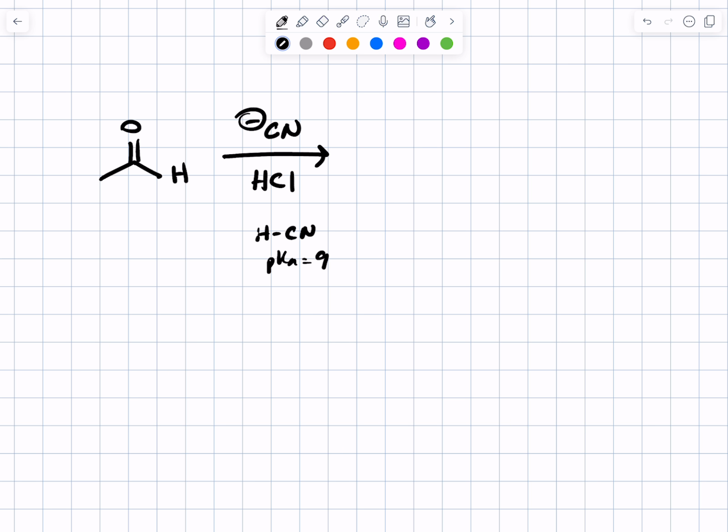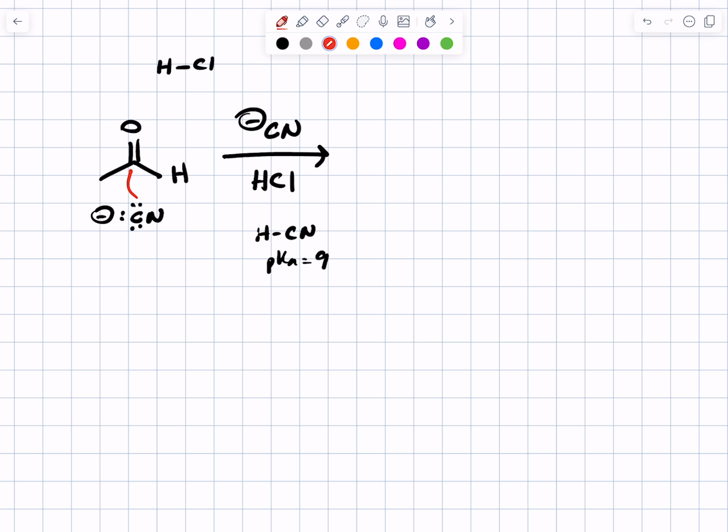I'm going to show something slightly different from your text. I promise not to ask you about it. It's not that hard, and you're going to have harder questions, so I don't feel bad not asking you about it. Your text shows CN- attacking directly to give a negatively charged intermediate, which then gets protonated. But HCl is a strong acid and probably isn't going to wait around for a negatively charged oxygen to form.